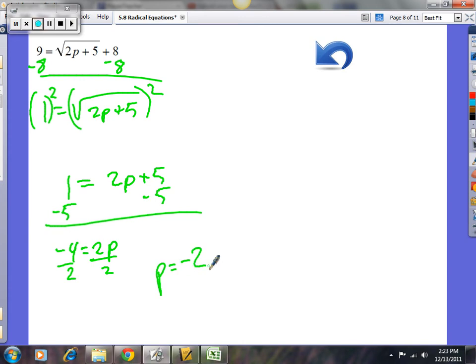But let's plug it in to see if that's the truth. What's 2 times a negative 2? Negative 4. What's negative 4 plus 5? 1. What's the square root of 1? 1. What's 1 plus 8? 9. 9 equals 9. Yes, it's true. True. I told you.